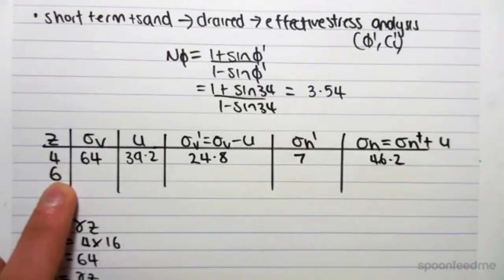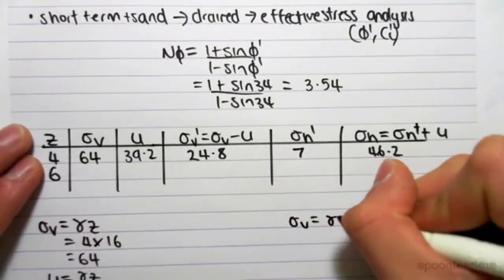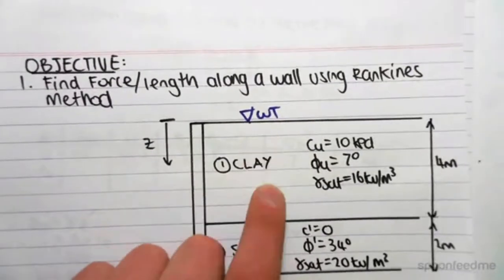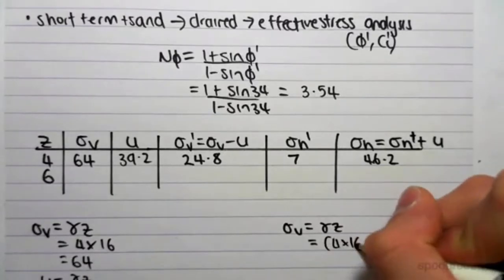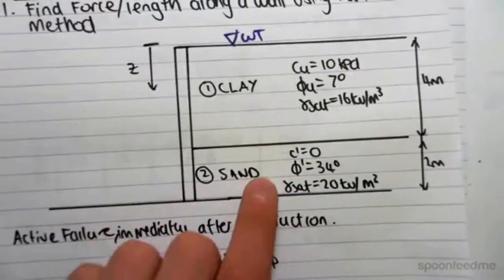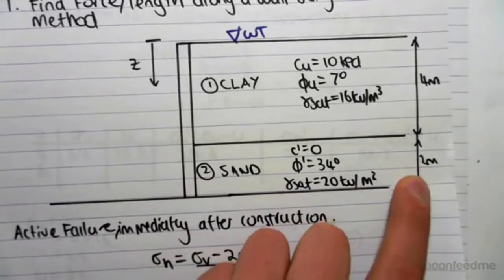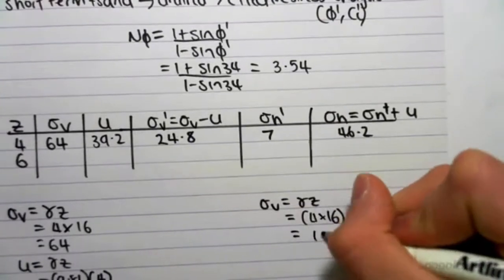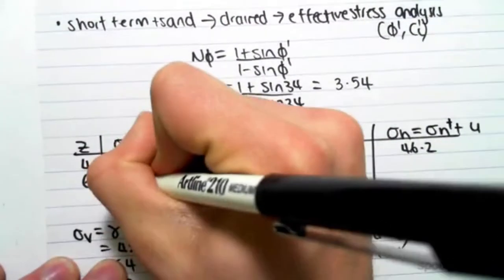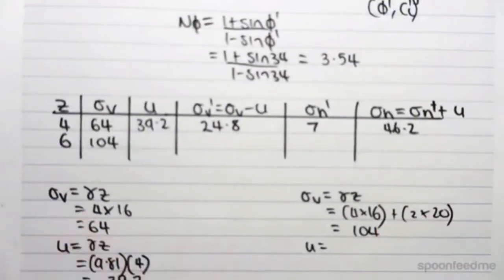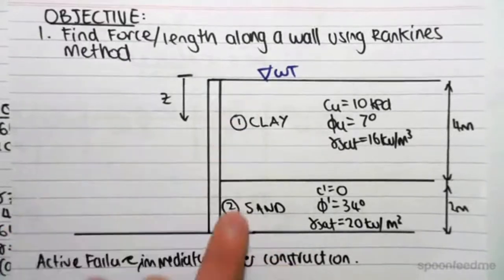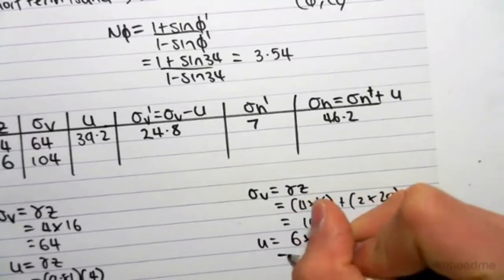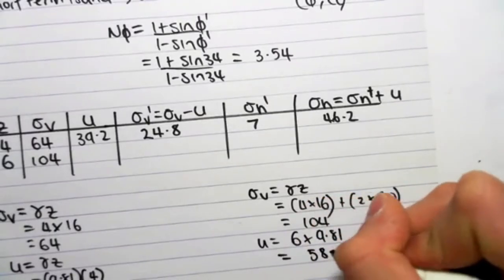Now we're going to do the same thing for 6 meters. So sigma V is gamma Z. This one's a little bit more tricky because we have 4 meters of clay, so it's still going to be 4 by 16. But now we also have 2 meters of sand at the bottom of our layer, so it's going to be 2 by 20. So plus 2 by 20, we would get an answer of 104 kPa. The pore water pressure, we now are looking at a depth of 6 meters, so the pore water pressure at the bottom is going to be 6 times the gamma of water, which is 9.81. And we would get an answer of 58.7.